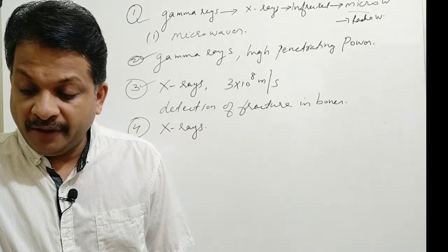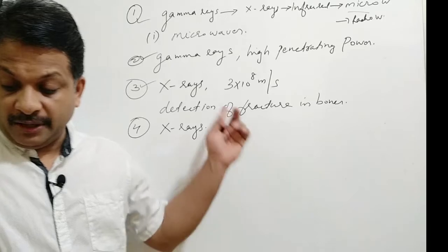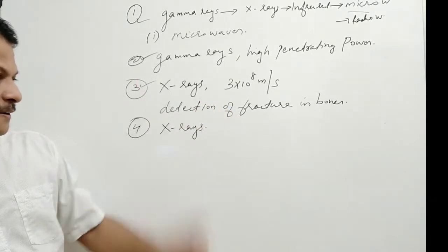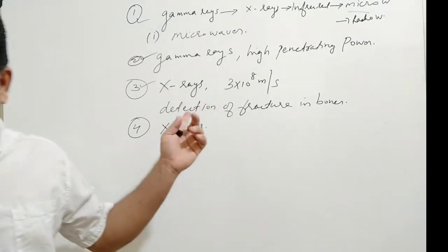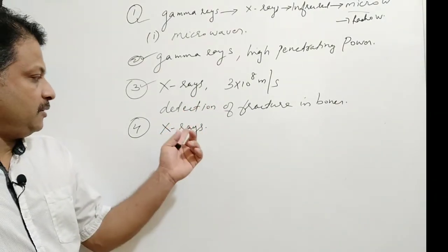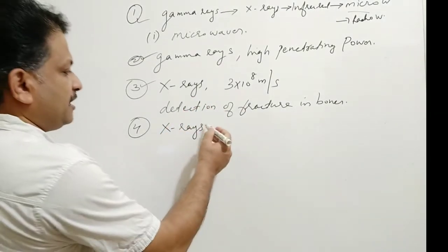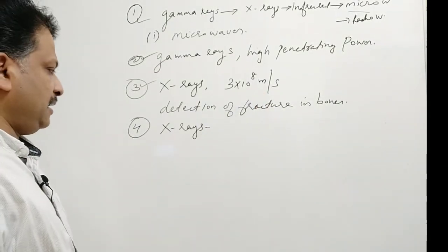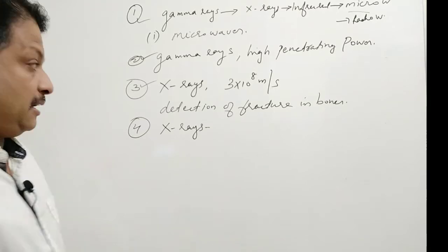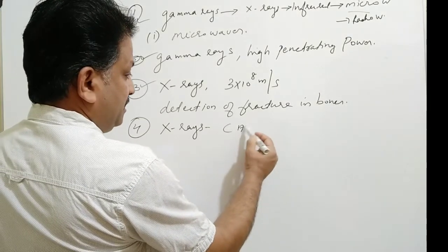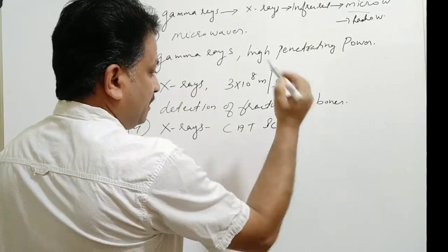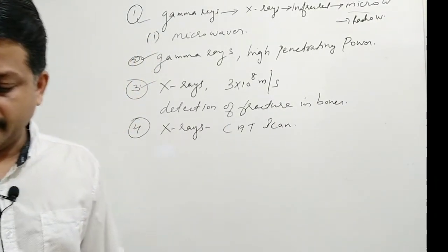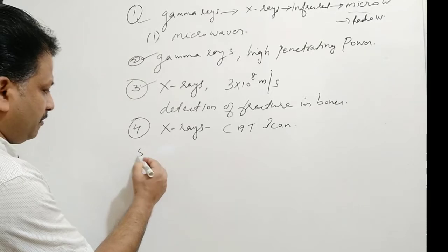State one more use of the wave named in part one. So what is the use of X-rays in part 1? X-rays are used in detection of fracture of bones, and X-rays are used in CT scans. You can write that. Clear? They are used for scanning purposes. Okay. Now moving on to question number 5.